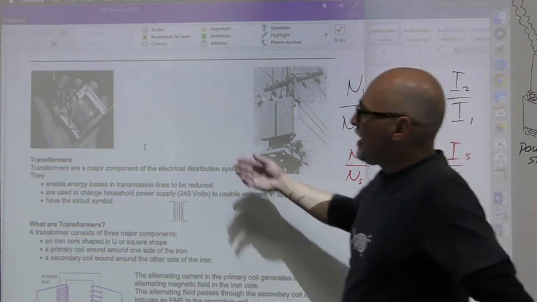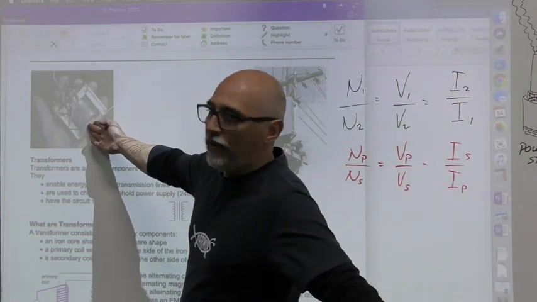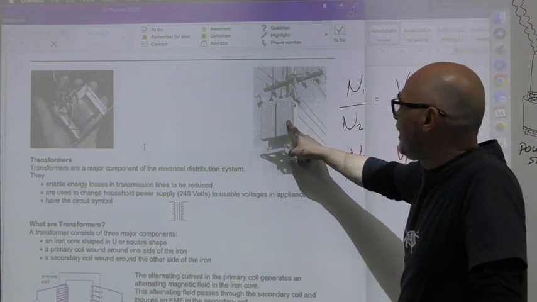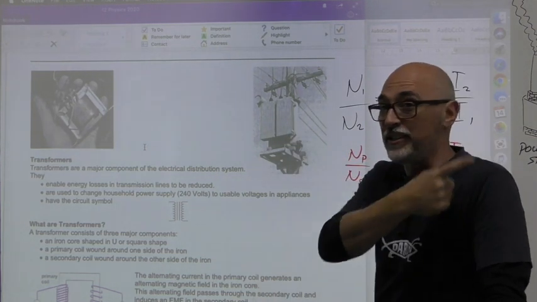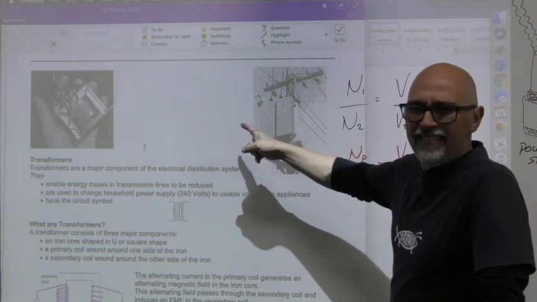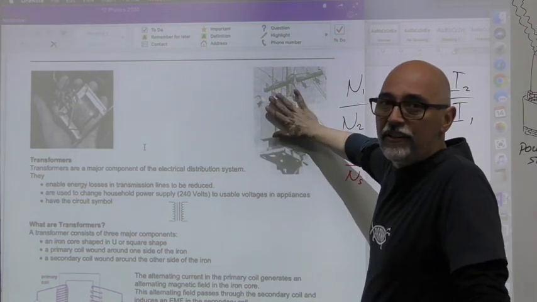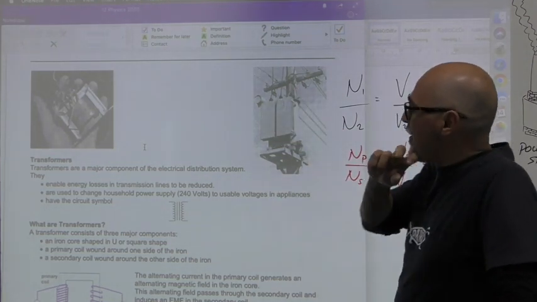Here you can see a couple of examples. Here's a handheld transformer for a much smaller application. These are the ones that I mentioned earlier. There's actually one out on the street just over there. Actually, wasn't it last year or the year before it exploded and caught fire? Because there's a lot of heat generated in these things.